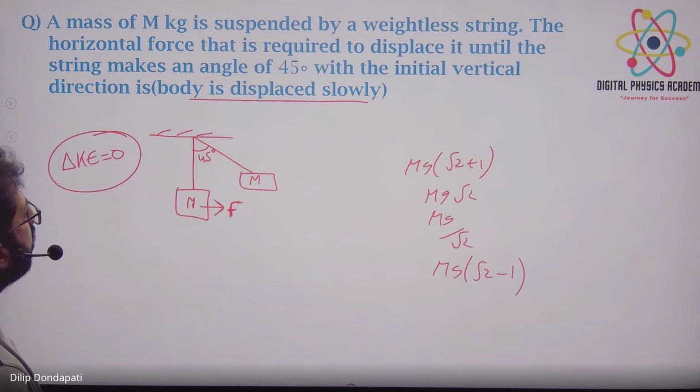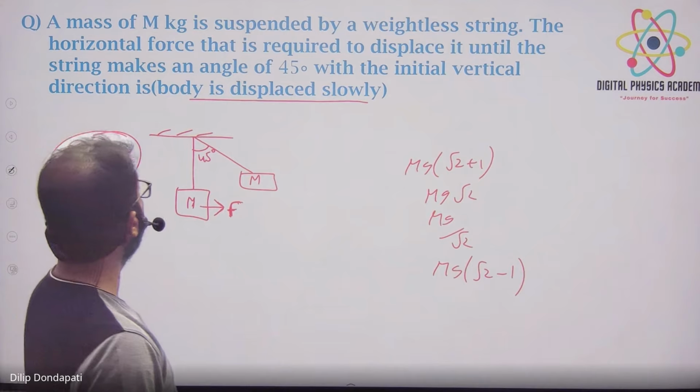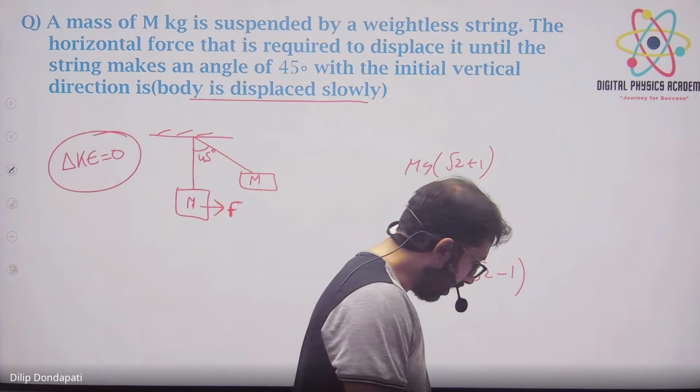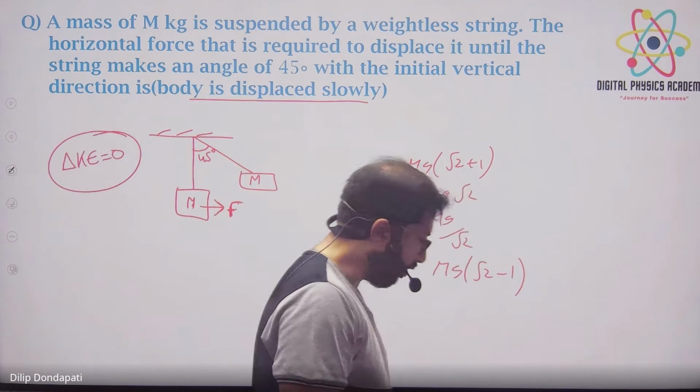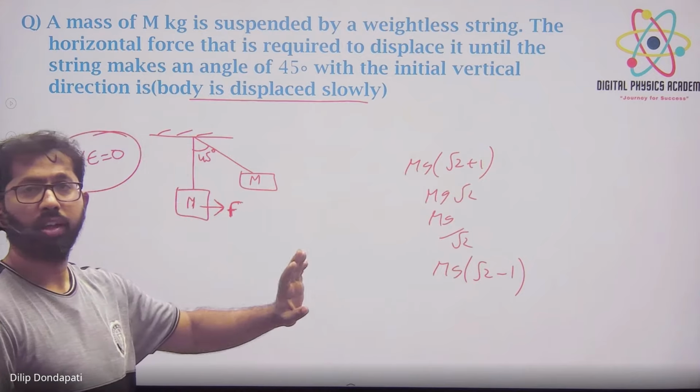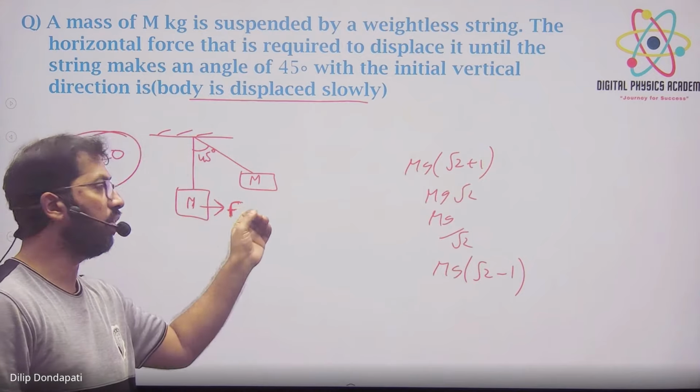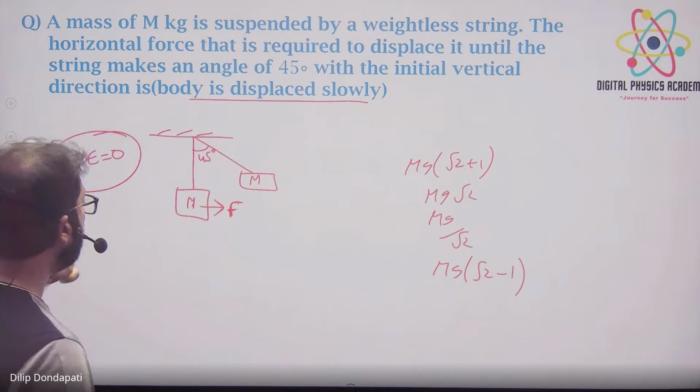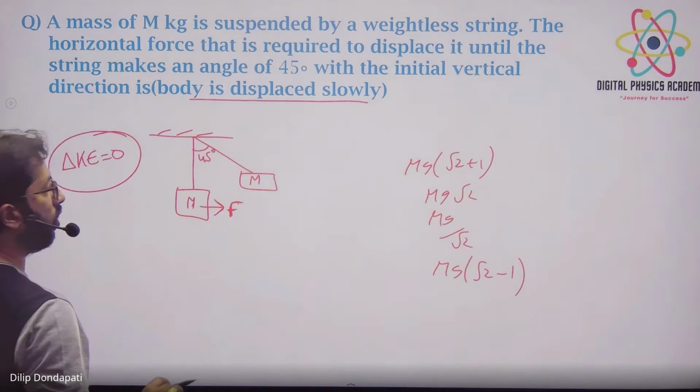He's asking F, the initial vertical direction. So what is he telling us to find? F, right? F is equal to, we are trying to find. So we are applying the concept of the work energy theorem. Work done by all forces is equal to the change in kinetic energy, right?